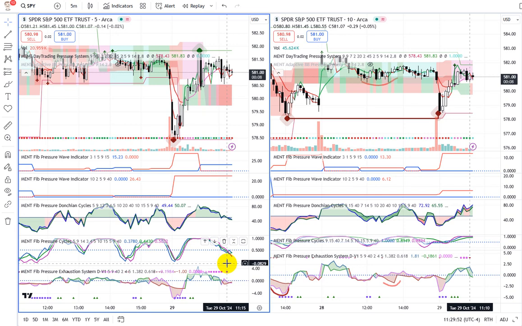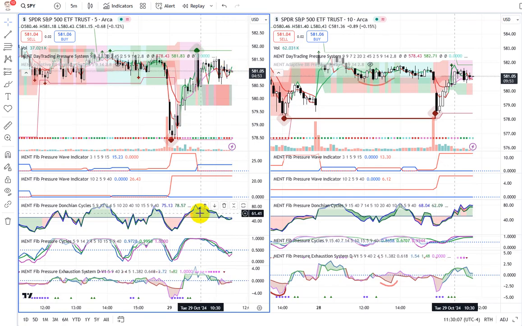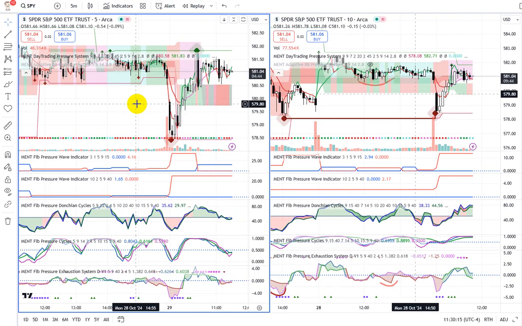Why do I call it a pullback? Because we're in dominant bullish trending. Anytime I get a red trigger down here in a bullish dominant trend, this is a pullback in a bullish trend. And again, dominant bullish trending here, here, and here. Pretty simple to figure out. Once you start using it, it's pretty simple.